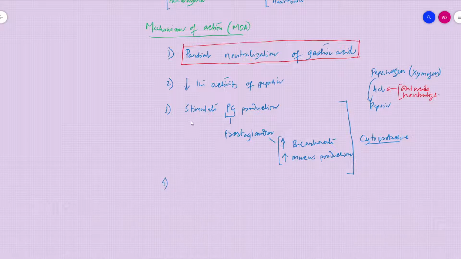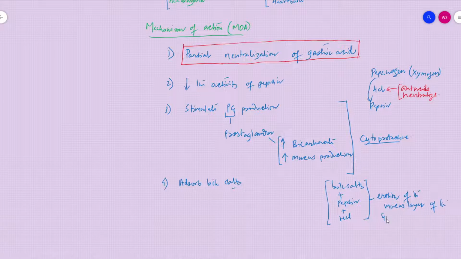The other mechanism of action is that antacids are usually very fine. They are in fine powder, in suspensions. They have got a very great surface area. So as a result, they are able to adsorb bile salts. Okay. So bile salts along with pepsin and HCl, okay, can cause erosion of the mucus layer of the GIT, okay, and the esophagus.